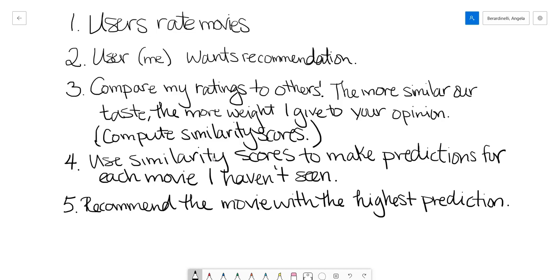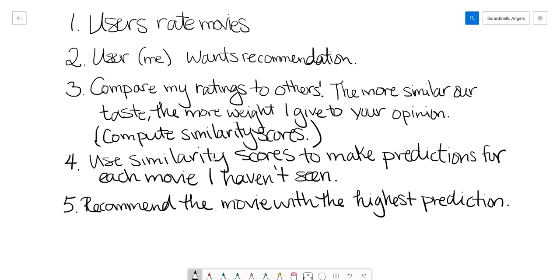In this video, we're going to use the data we collected in our movie survey to implement a machine learning algorithm. And so I've sketched out the outline of the algorithm here. Remember, an algorithm is a step-by-step process for answering a question or solving a problem. So here the problem is that a specific user of this system wants a movie recommendation.